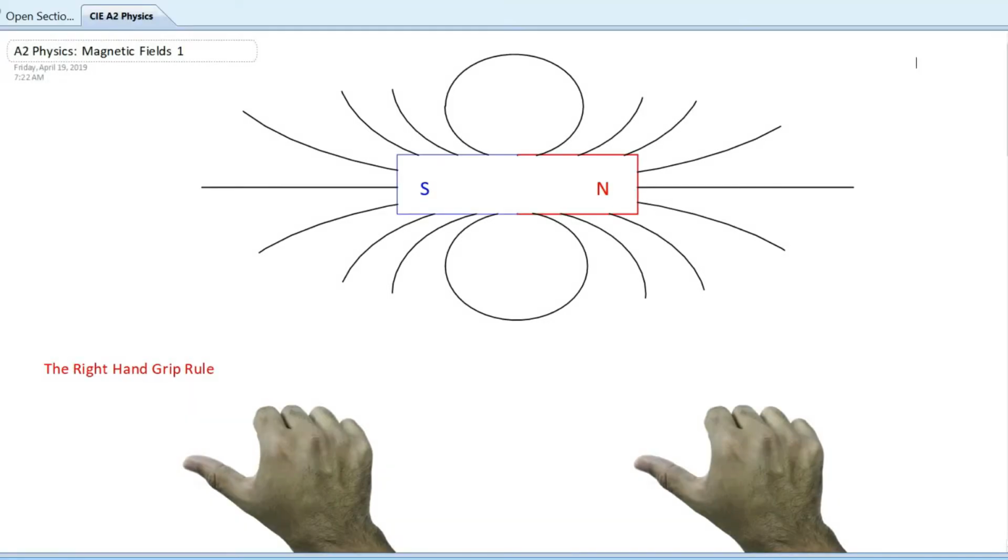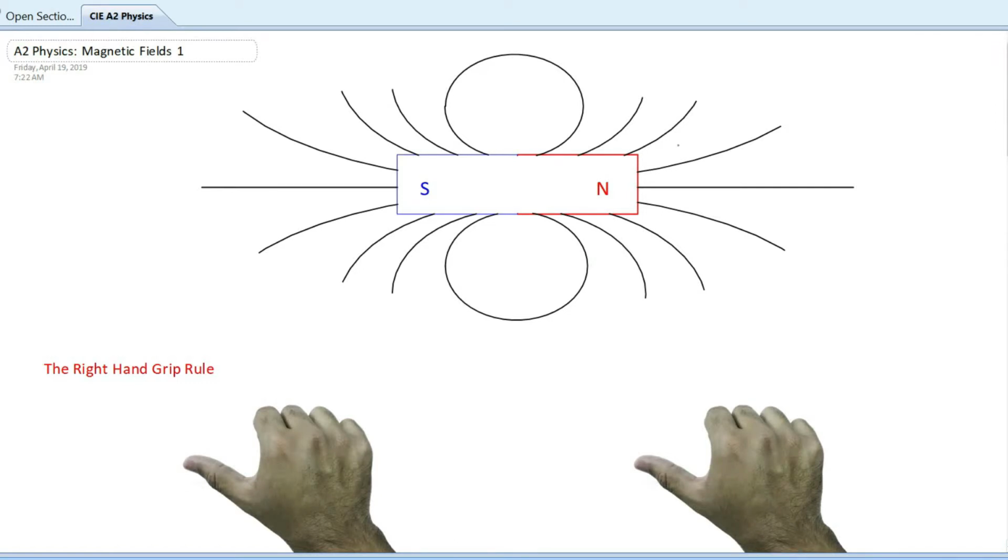A magnetic field is a region where a magnetic material would experience a force, a magnetic material like iron, steel, cobalt, or nickel. And it's also a region where a charged moving particle will experience a force. That means a current inside a conductor, or just an electron moving, or any charged particle moving inside this field, it will experience a force.